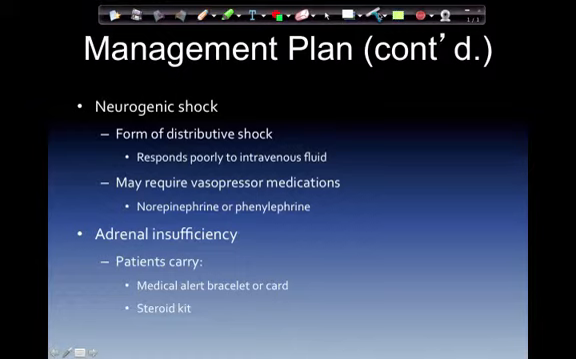Management plan: neurogenic shock, a form of distributive shock, and what distributive shock means is it is a vascular problem or a container problem. They respond poorly to intravenous fluids and may require vasopressor medications, norepinephrine and phenylephrine, because it is an alpha agonist or stimulates the alpha receptors, which would cause vascular constriction. The problem with neurogenic shock is there is no more stimulus from the neural end to the vascular bed, so the vessels become much larger. You don't have enough fluid in the system.